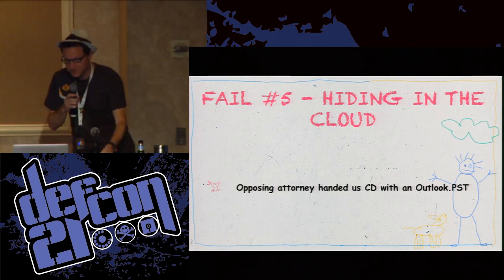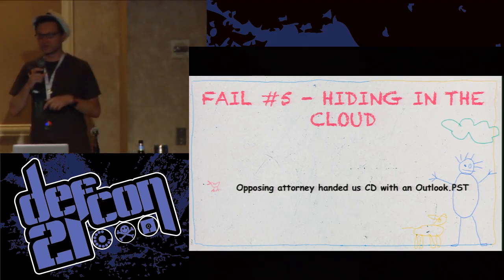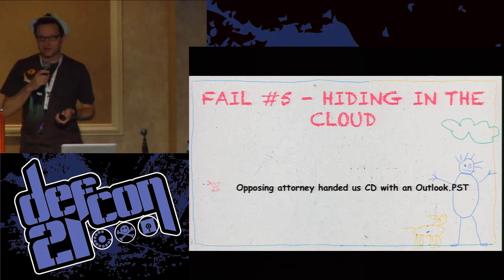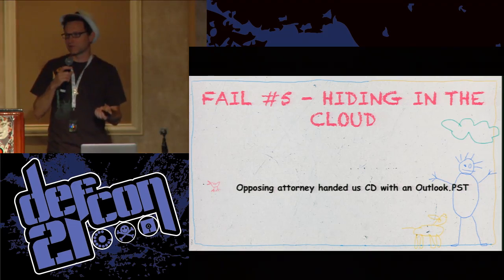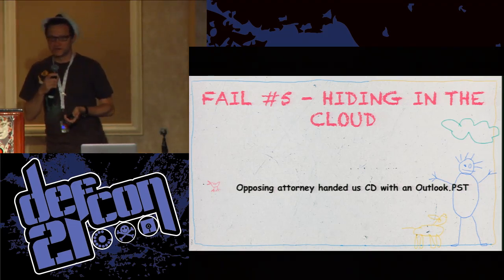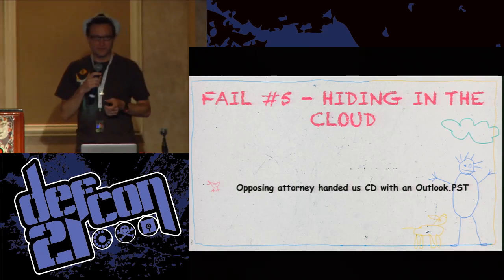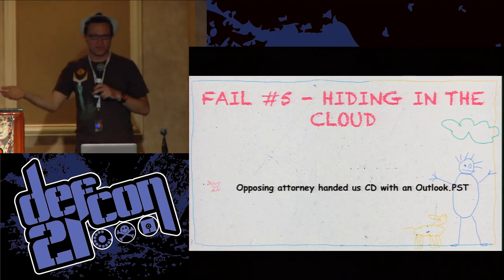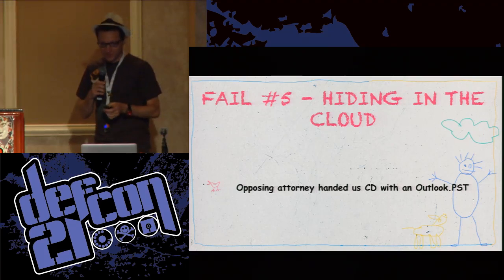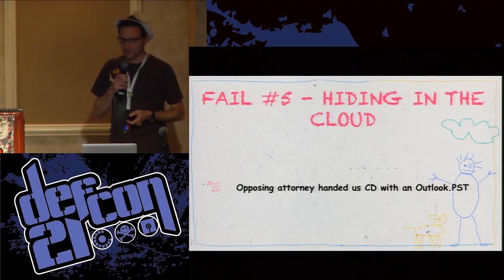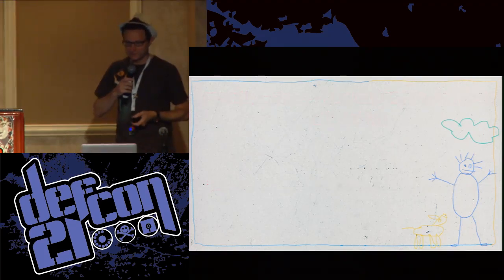All right, so the second part of the case, the opposing attorney, the guy representing the thief, handed us a CD with an Outlook PST on it, and this is part of the discovery process. Discovery is a legal term in litigation where both sides are able to exchange evidence, and in fact they're compelled to exchange evidence through the rules of the court. So he gives us a CD, and it's got an Outlook PST on it.